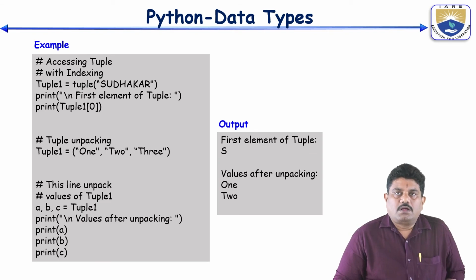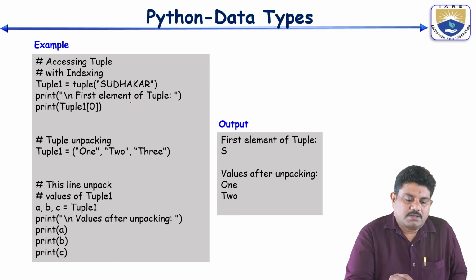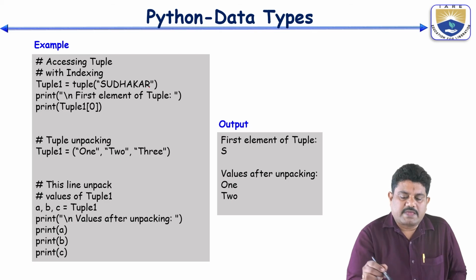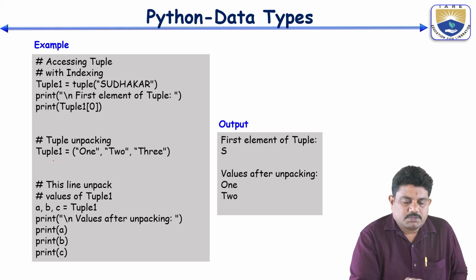Now, you can also unpack the tuple. What is the meaning of unpack? A tuple is nothing but a packing of different items together. Unpacking means you are separating all the tuple items into different variables. So that is the example I have taken. Tuple 1 I created like this, with 3 strings.